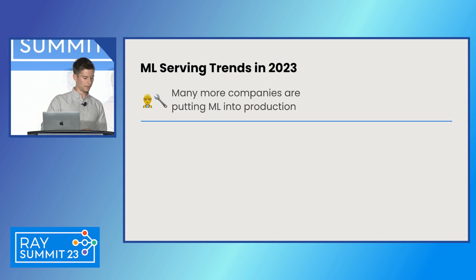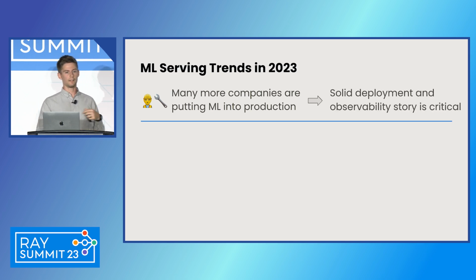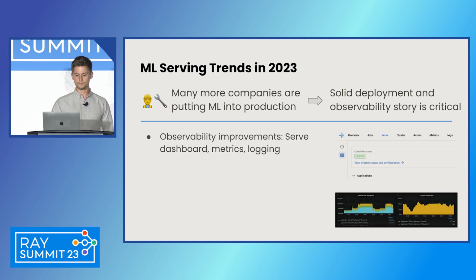So the final trend that I want to mention is that 2023 has really been the year that a lot of companies have gone to production with ML. In previous years, we'd seen a lot of POCs and ideation, but we hadn't seen people really driving business value in production. But that's definitely changed this year. And what it means is that having a really solid deployment and observability story is just absolutely critical. You need to be able to sleep well at night when you're running these services.